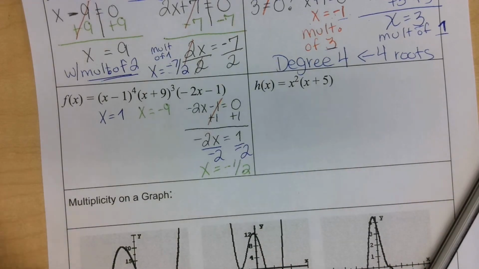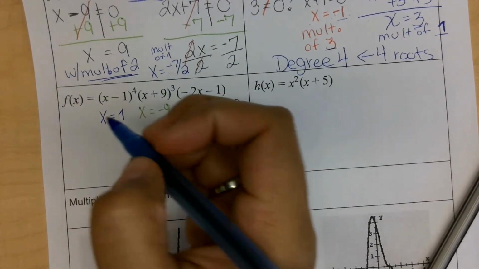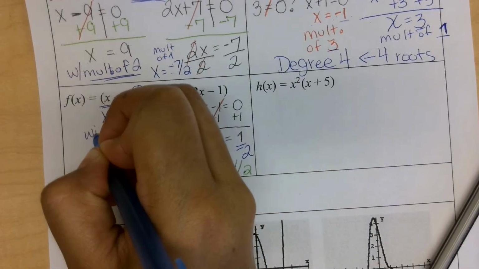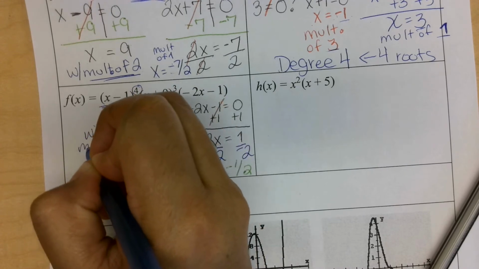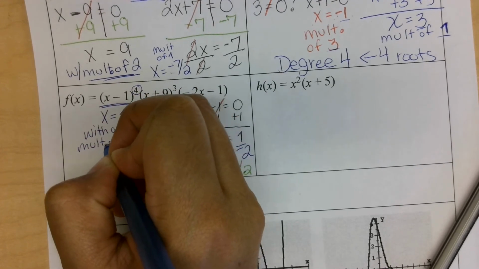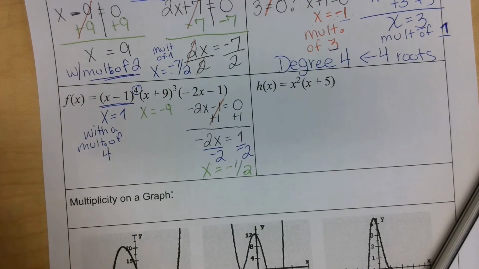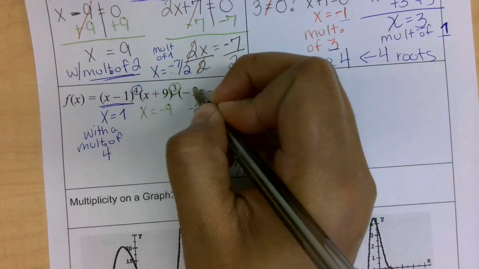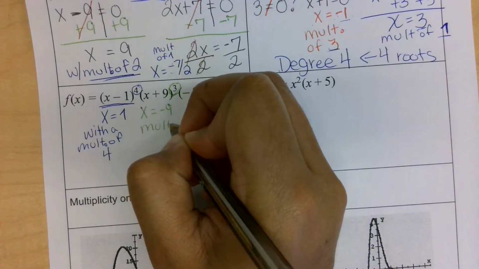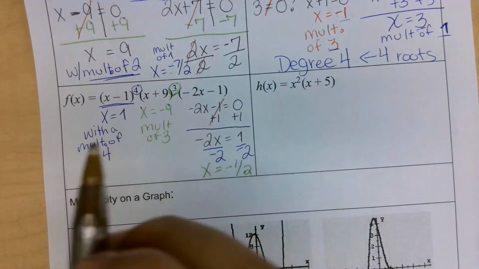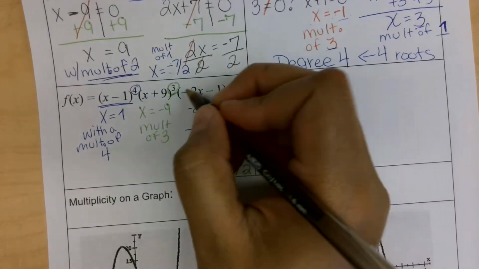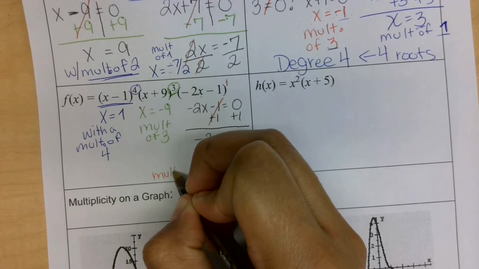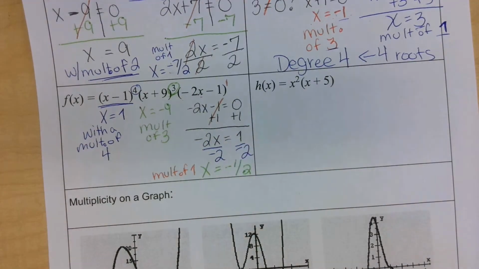And now we're going to talk about the multiplicity. How many times did I have x minus 1? I had it 4 times, so that's going to be a multiplicity of 4. The negative 9, I have 3 times, because I got 3 of those. The exponent tells me that. So that's a multiplicity of 3. And then my last one down here, the negative 1/2, it only occurs 1 time, so that one has a multiplicity of 1, like that.